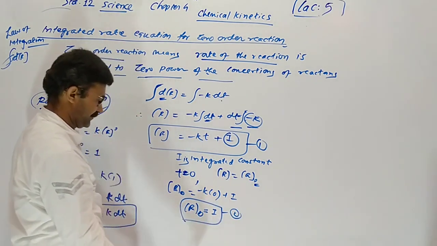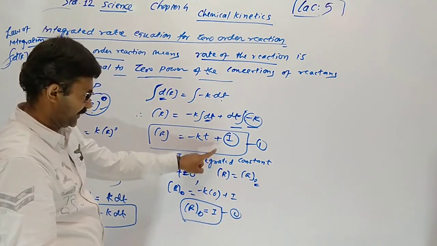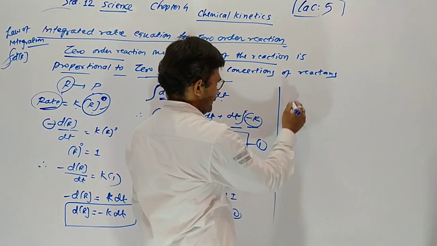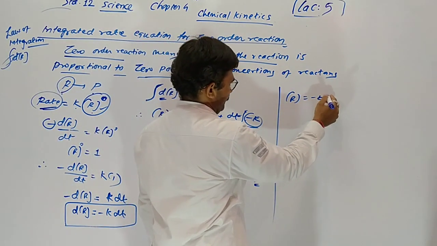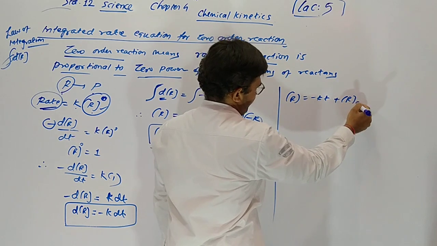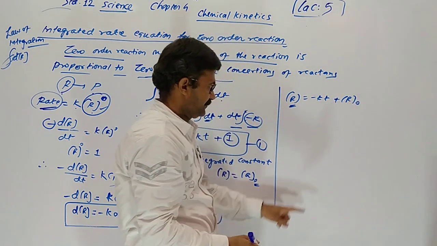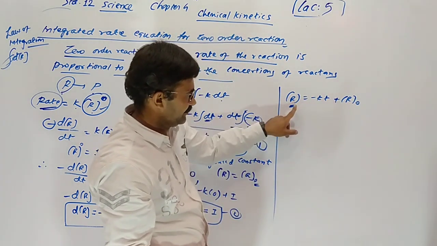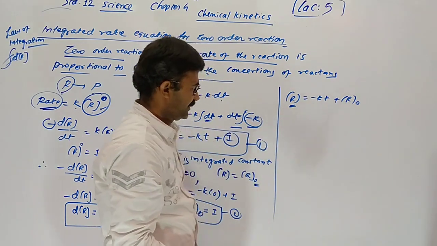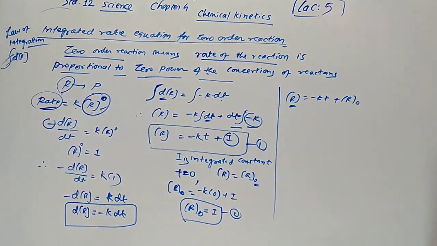Put down the value of the second equation in the first. So R is equal to minus kt plus R0. R means the concentration at different times, R0 the initial concentration. Understood? So R is equal to minus kt plus R0, the derived value.